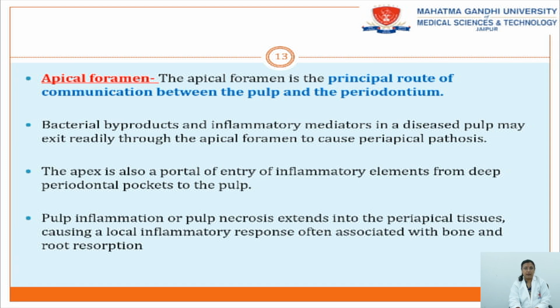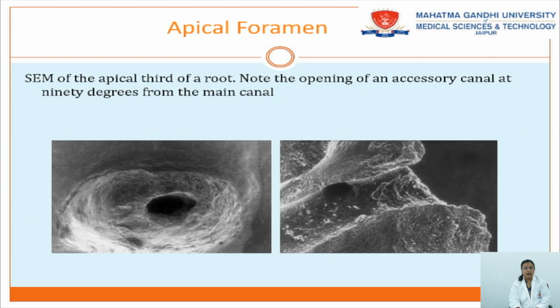The apical foramen is the principal route of communication between the pulp and the periodontium. Bacteria, bacterial byproducts, and inflammatory mediators in the diseased pulp may exit readily through the apical foramen to cause periapical pathosis. The apex is also a portal of entry of inflammatory elements from deep periodontal pockets to the pulp. Pulp inflammation or pulp necrosis extends into the periapical tissue, thus causing a local inflammatory response which is often associated with bone and root resorption.